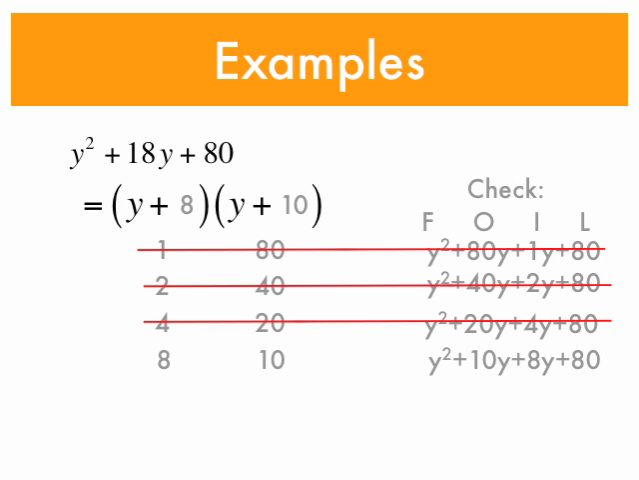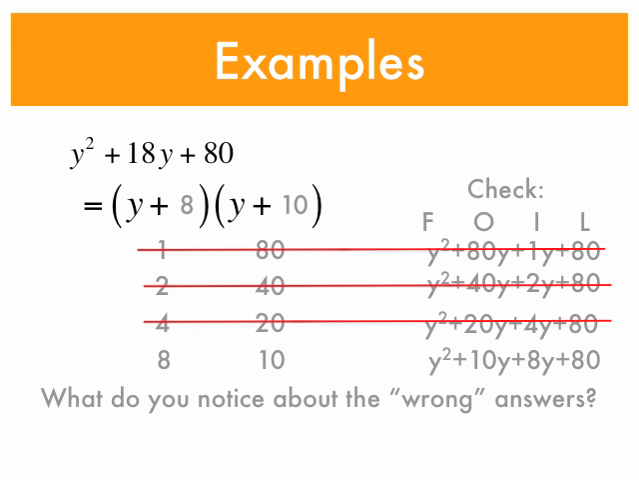Y squared plus 10y plus 8y. That gives me y squared plus 18y plus 80. So y plus 8 times y plus 10, that is my answer.